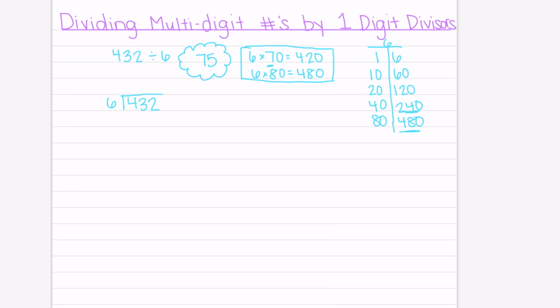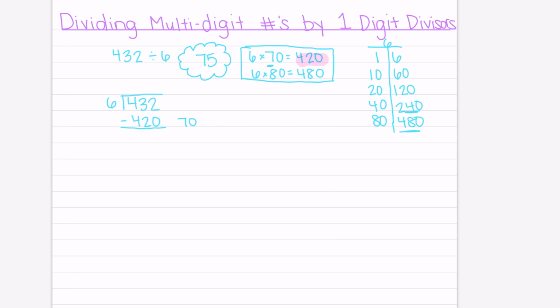So I've now set up my problem using my division bracket. The first thing I'm going to do is use a strategy called partial quotients. So rather than using the traditional algorithm here, you're going to see me referring to strategies based on place value. Earlier in my estimate, I saw that 6 times 70 was 420. I'm going to start there. So I'm going to take away 420. I know that that's 70 groups of 6. Sometimes I notate that right here, 70 times 6, if I need to remind myself, but that's not always a necessary step.